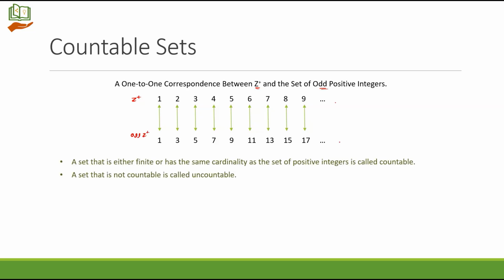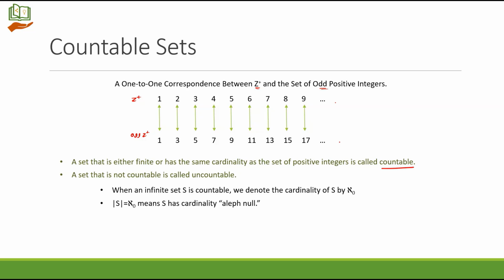A set that is either finite or has the same cardinality as the set of positive integers is called countable. A set that is not countable, we call uncountable. When an infinite set S is countable, we denote the cardinality of S by this particular notation. This notation is called Aleph null.